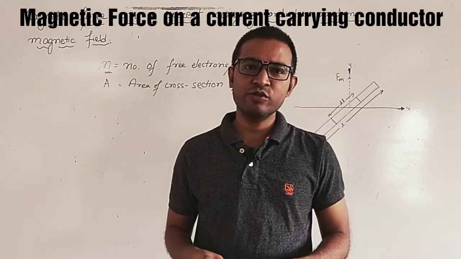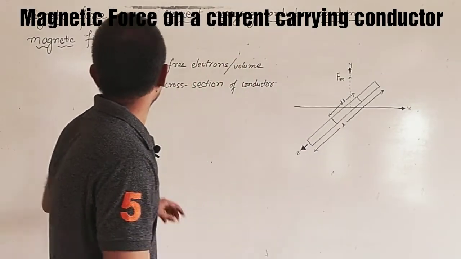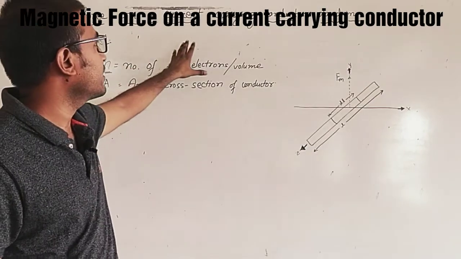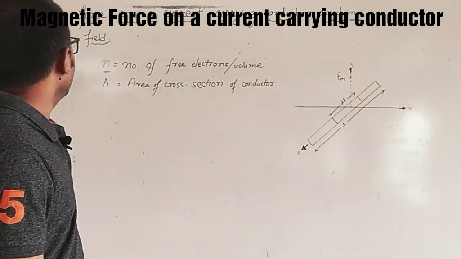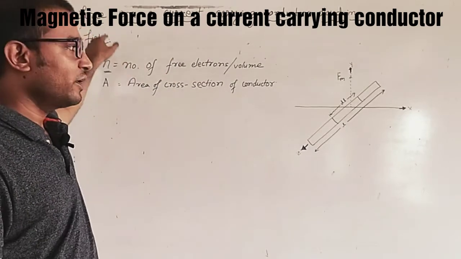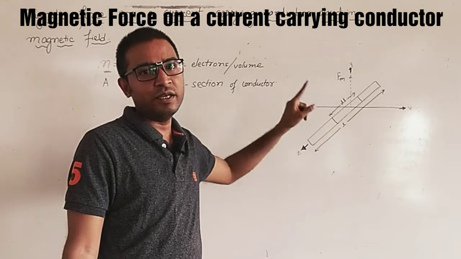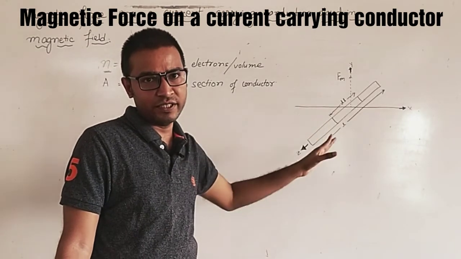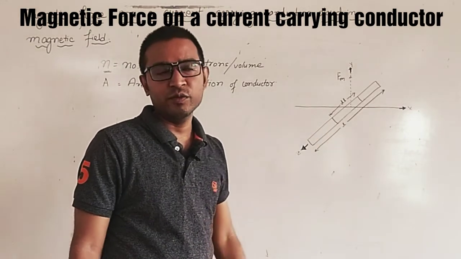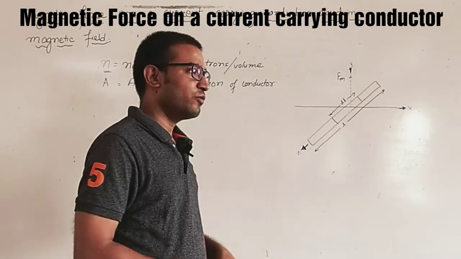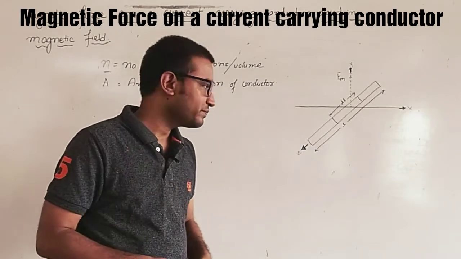Today we will start a new topic, and the topic is magnetic force on a current-carrying conductor placed in a magnetic field. To find the expression for the force acting on this conductor, which is placed in a uniform magnetic field, from the chapter Moving Charge and Magnetism. So without further ado, let's start.